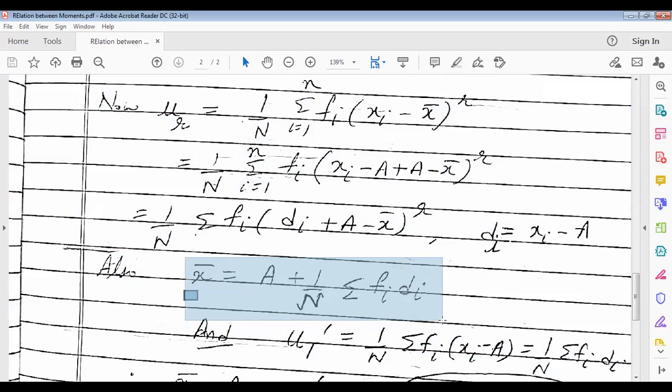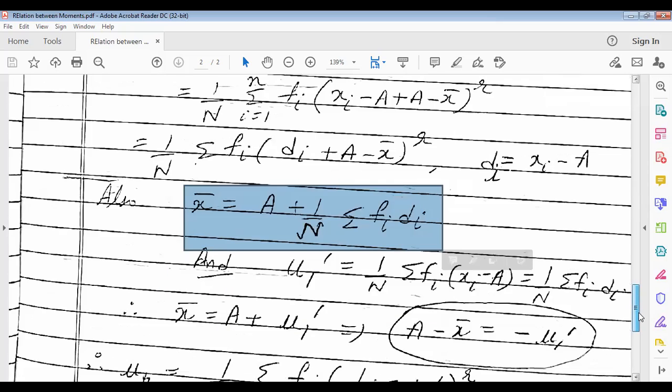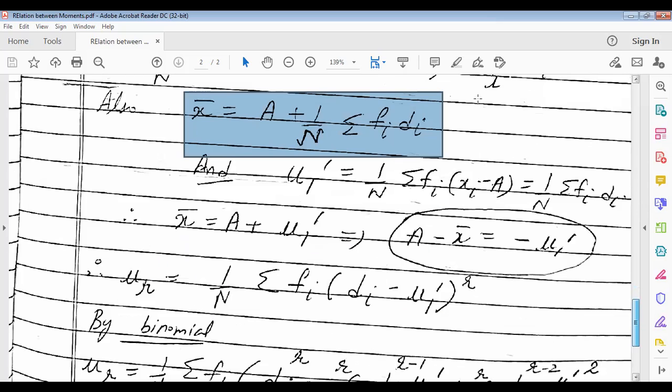हम जब असूम्ड मीन a ले लेते हैं, तो यहाँ पे आपने a को ही असूम्ड मीन ले लिया है, तो ऑब्वियसली x bar क्या हो जाएगा, x bar will be a plus 1 by n summation fi di. बेटा, यहाँ तक क्लियर है सबको? किसी को कोई डाउट? No, ma'am. Okay, if this is clear, let us move forward.